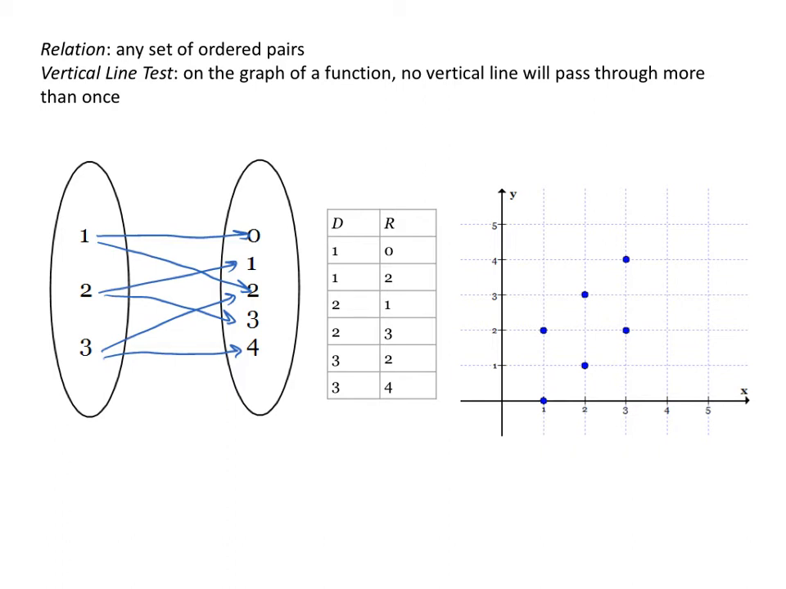If I plot the points on a graph, here we can do the vertical line test. If I draw a line, it goes through 2 points. Goes through 2 points, goes through 2 points. It cannot be a function because it passes through this set of coordinates more than once.